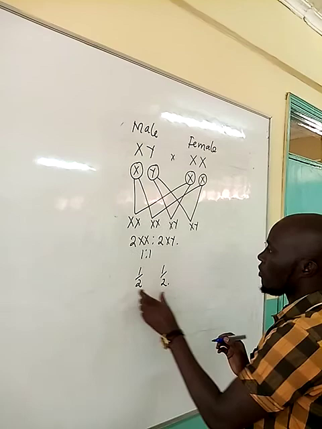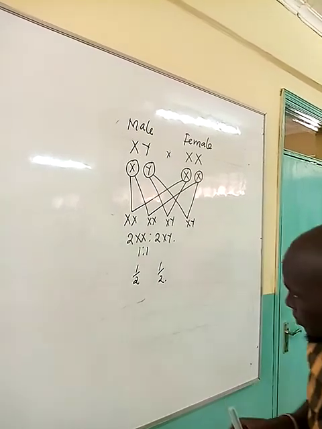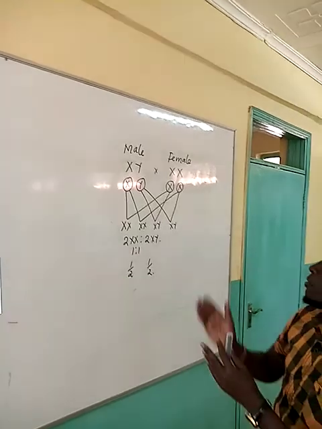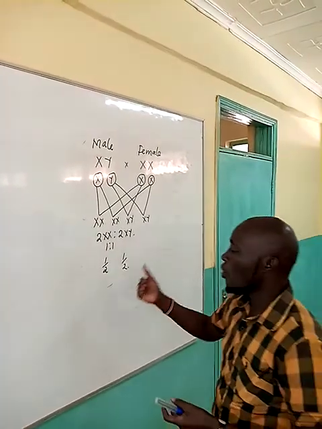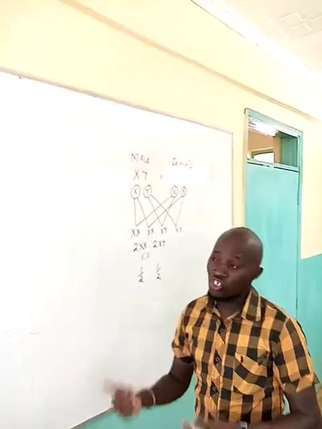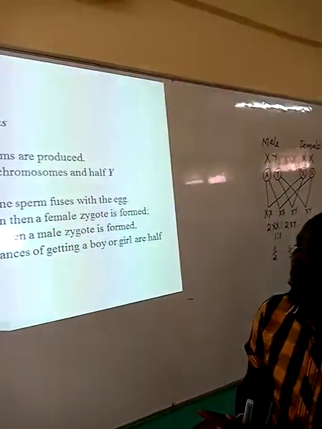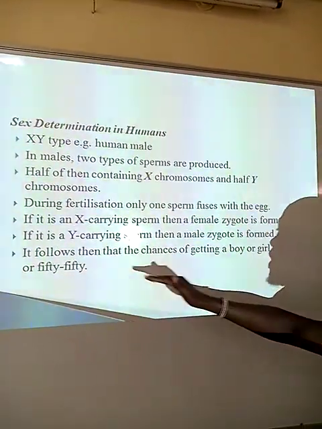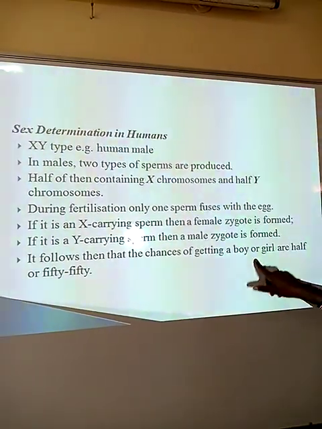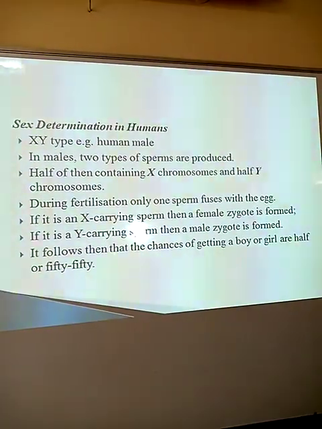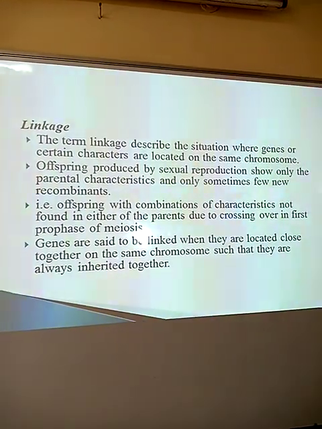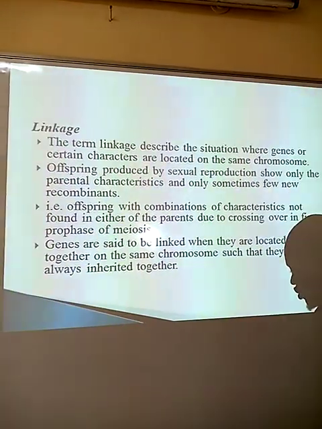So it is a matter of chance that any time the fusion takes place, the probability of having a male or a female child is a matter of chance, and it can be 50-50. That's why we say that the chances of getting a boy or a girl are half. So let us look at now what we are calling linkage.